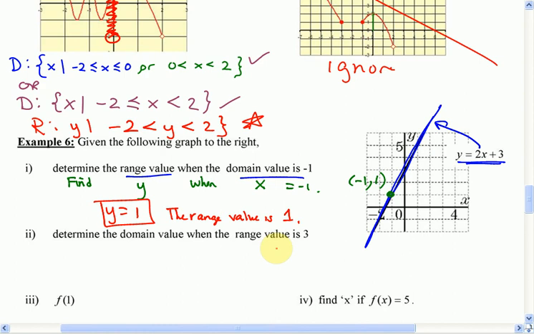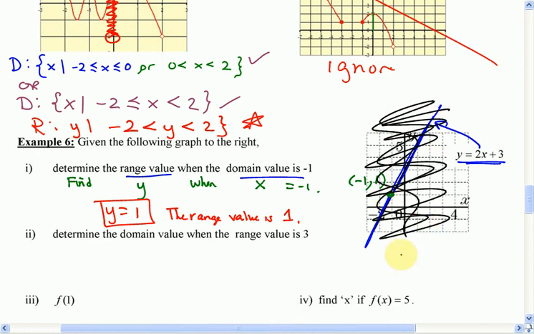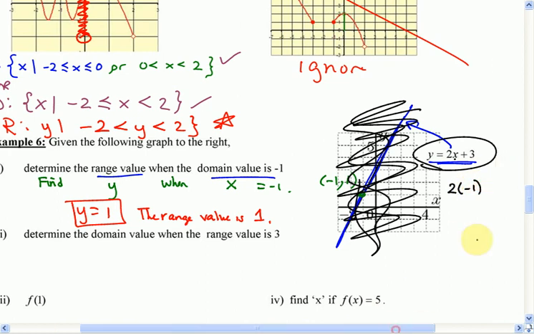By the way, what happens if I didn't give you the graph? What if I said, oops, you can't see this, but you can see that? How would you have found out the range value? Just plug in the number, right? Take the number -1, plug it in. 2 times -1 plus 3. What's 2 times -1? -2. Plus 3 is? There you go. Same answer.